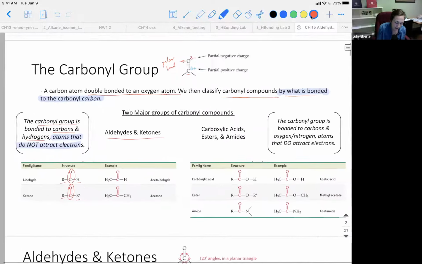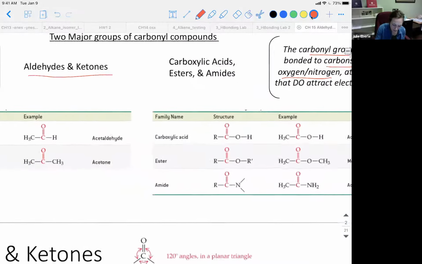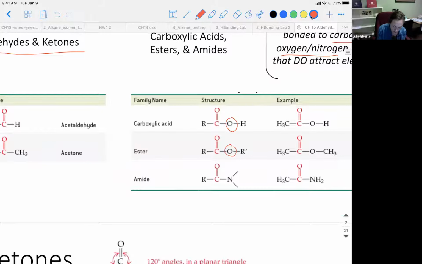On the other side, the other way we classify things, we've got carboxylic acids, esters, and amides. Carboxylic acids, esters, and amides. Now here, the carbonyl group is bonded to carbons, oxygens, and nitrogens, okay? And especially, look right here, this is what I'm talking about, oxygen, oxygen, nitrogen. Now they're all bonded to carbon on this side, but on the other side is where you get things that are unique and different for that particular group. Oxygens and nitrogens are very electronegative. Okay, and that's what I'm saying up here.